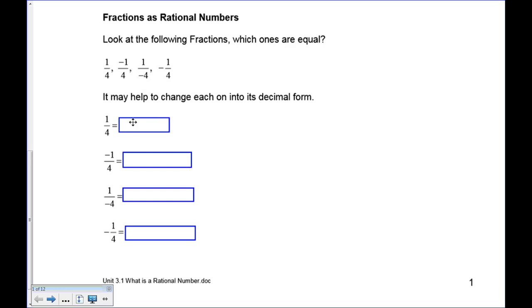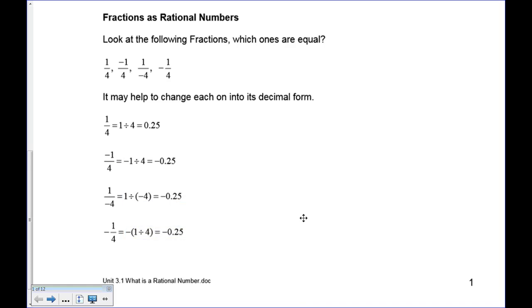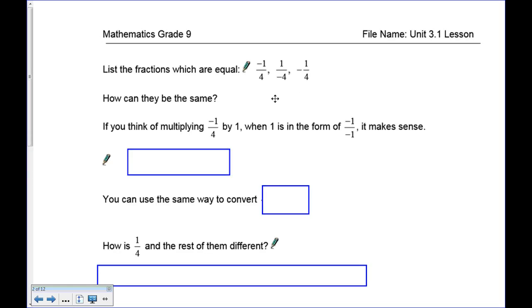So you take a look, and I change them into decimal form. 1 divided by 4 is 0.25. Now it's a positive divided by a positive, which means your quotient, your answer to a divide question, is going to be positive. Now, this is a negative 1 divided by 4. A negative divided by a positive gets a negative, and 1 divided by 4 is 0.25. And you can see the other two also come out to be negative 0.25. Now, if we list the ones which are equal, you'll notice that we chose the ones which were all negative. Well, how can they be the same?